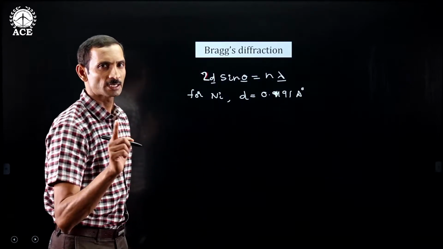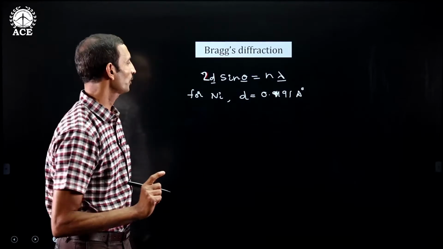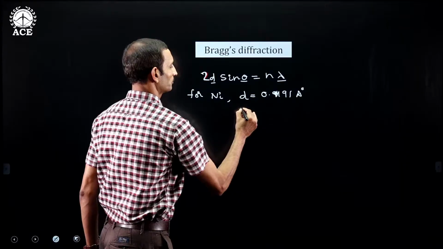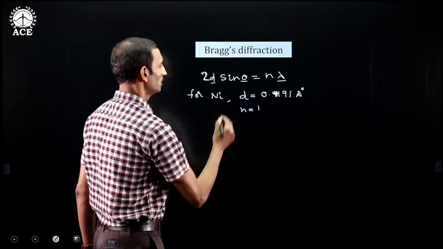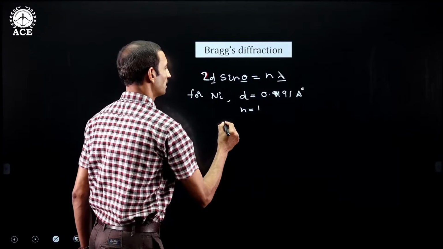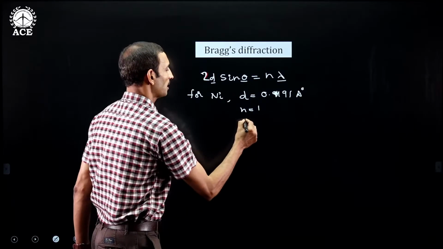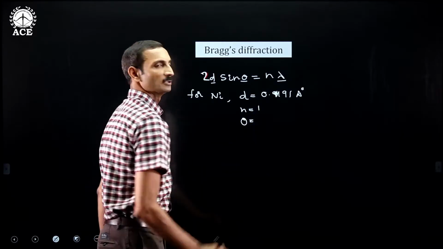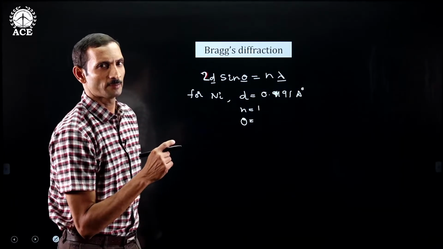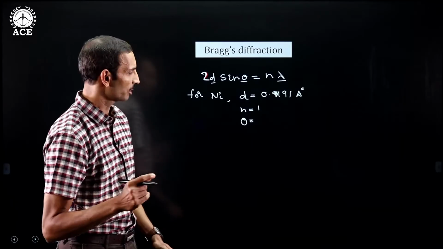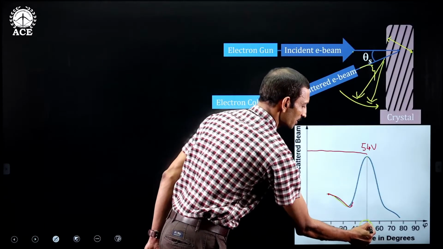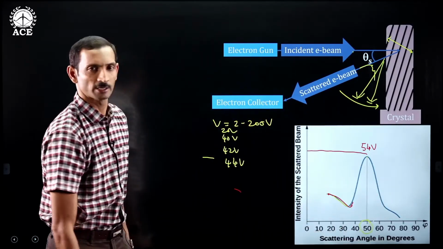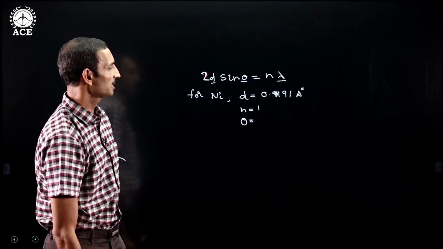1 angstrom is 10 power minus 10 meters, right? And for maxima, n is equal to 1. And what is the value of theta in order to get lambda? In this case, when did we get the maximum intensity? I am going back to the previous slide here. The maximum intensity was possible at scattering angle equal to 50 degrees, right? So the scattering angle is 50 degrees.